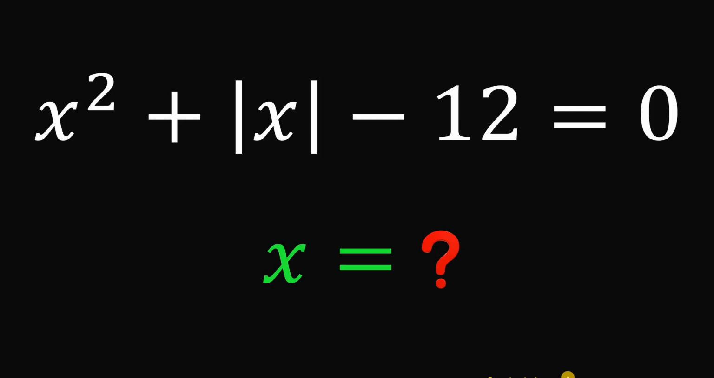Today, we will answer a math challenge given by one of our followers. And the question goes like this. Given this equation, x squared plus absolute value of x minus 12 equals 0, then the goal is to find the real value of x that satisfies this equation.